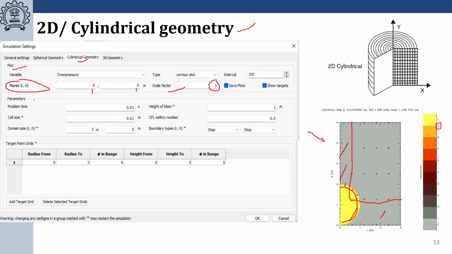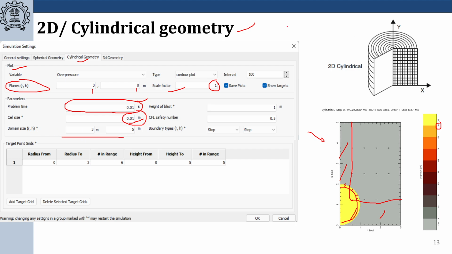Now coming to the 2-dimensional problem, here also you have to set up your problem time. As we discussed in the spherical geometry, based on the domain size, you compute the problem time and use it. And you should also be careful with the cell size. As you increase the cell size, your computational time increases, and accuracy decreases also. So you should be careful about what cell size and what computational time you use to solve the problem. Going for a very small cell size is also not advisable, as it will increase the computational time much higher.